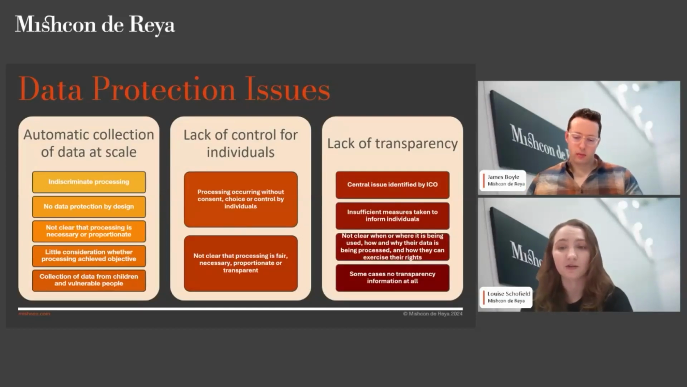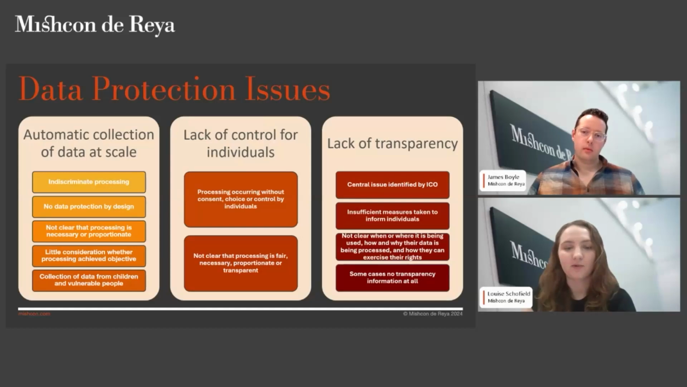Individuals also cannot control whether their data is being collected and processed in public spaces. And so the requirements surrounding transparency and necessity are particularly topical for the ICO. So you need to make sure that you're being transparent and explain how and why data is being processed. And we'll go into this in a little bit more detail in the case study.